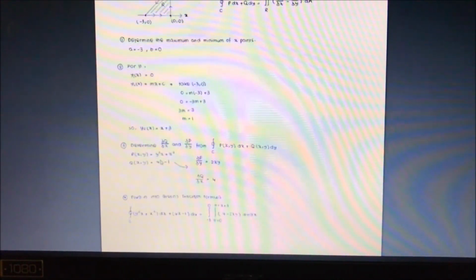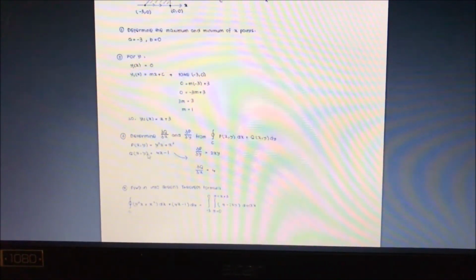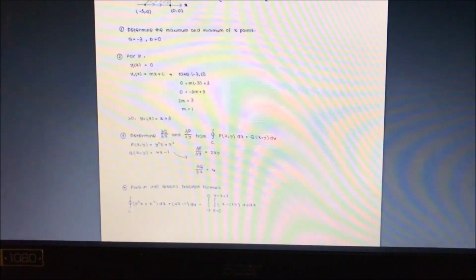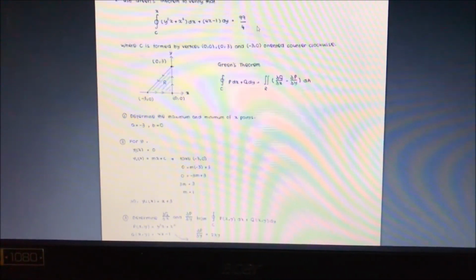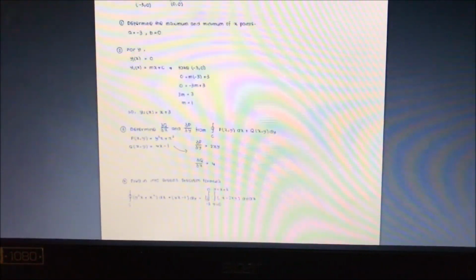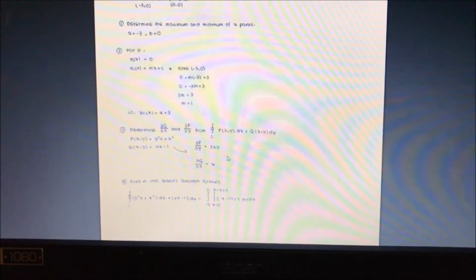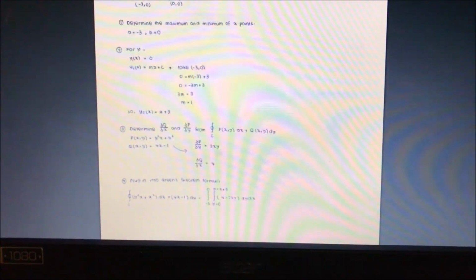For the third step, we need to determine the partial derivative of Q with respect to x and the partial derivative of P with respect to y from the line integral over a closed loop of P(x,y) dx plus Q(x,y) dy. We can assume that P of xy is equal to y squared x plus x squared, and Q of xy is 4x minus 1. We can get this from the question here. For the partial derivatives, we get 2xy and 4 respectively.